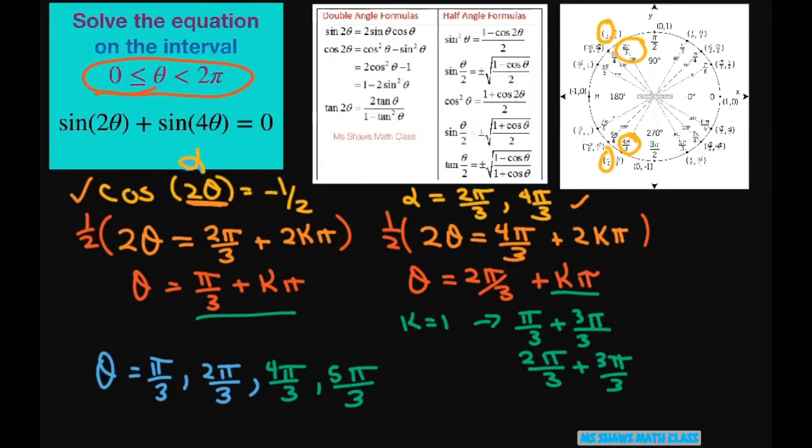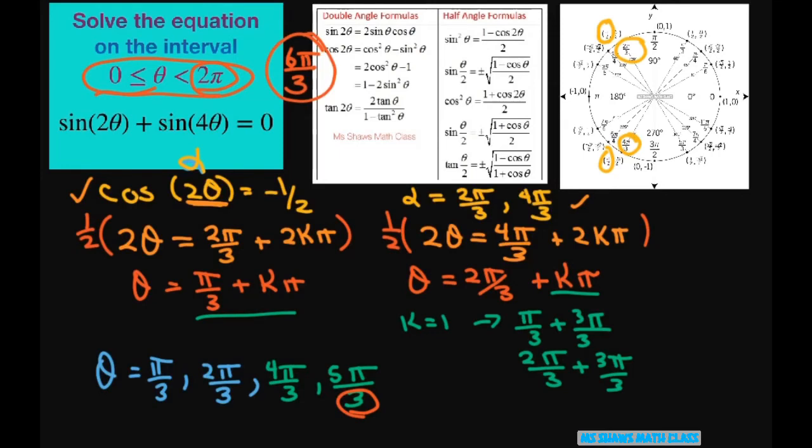Now we can't go higher than that, because if my common denominator is 3, and we only can go to 2 pi, then I cannot go higher than 6 pi divided by 3. That is going to be the highest you can go. You can't even equal that. So that's our solutions for this one.